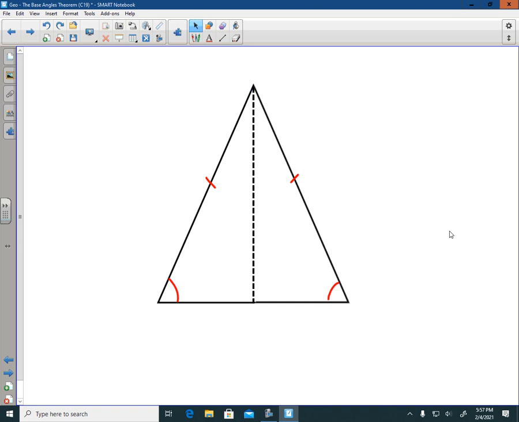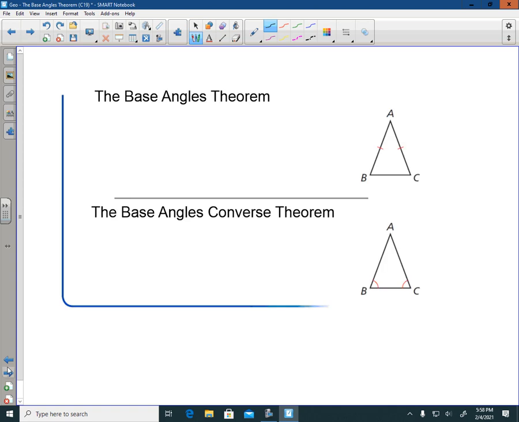Hopefully what you notice is that they are exactly the same size. And this happened with this isosceles triangle. Likely you saw it with your isosceles triangle. And it turns out with every single isosceles triangle, the base angles will be congruent. And since it happens every time, we can write a theorem about it. The base angles theorem goes like this.